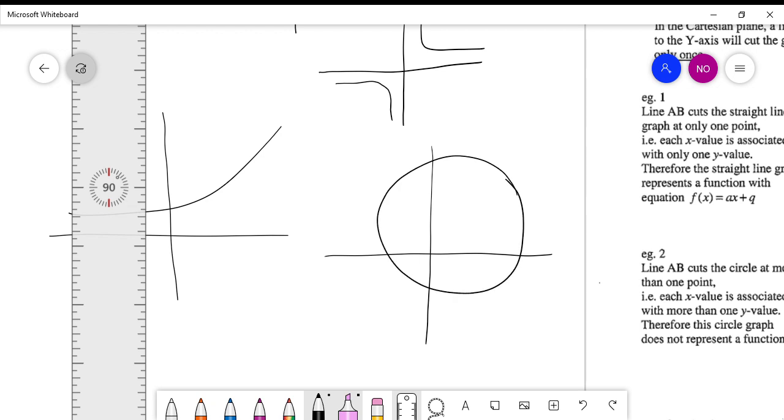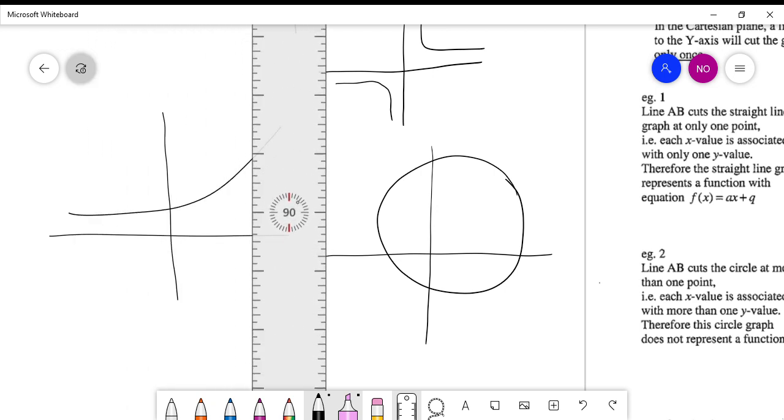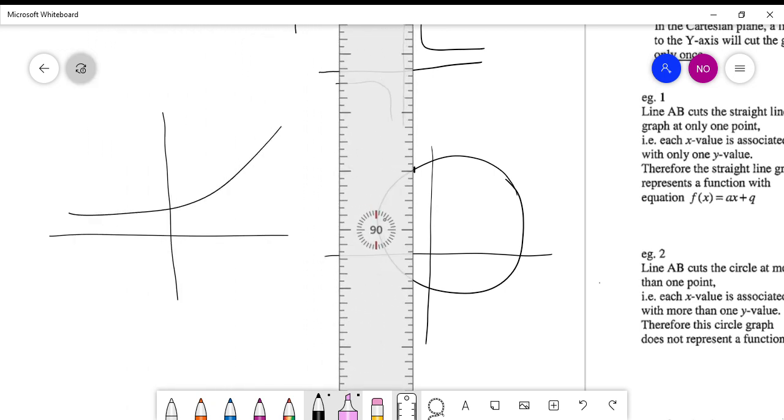It is a graph. Nee? Hy het 'n y en 'n x waarde in. So hy's 'n grafiek, maar hy's nie 'n funksie nie. Because if we do this, it cuts twice. So it doesn't pass the vertical line test. Good, good.